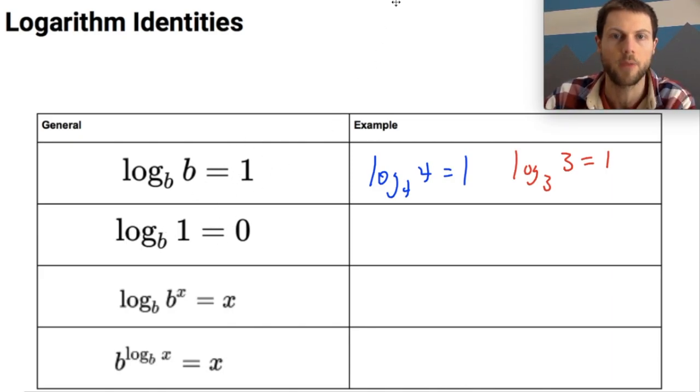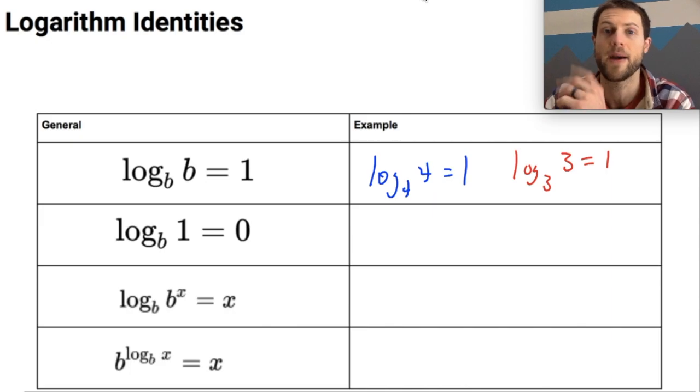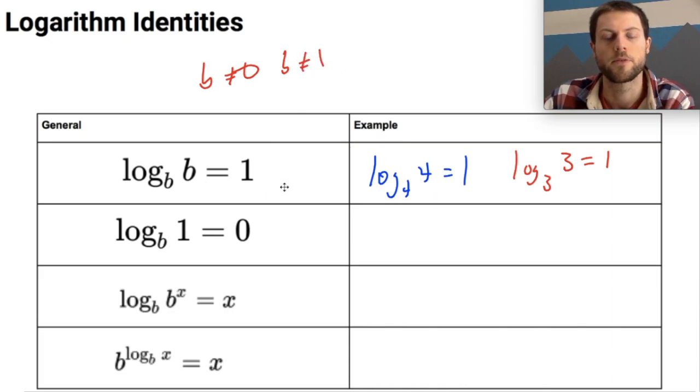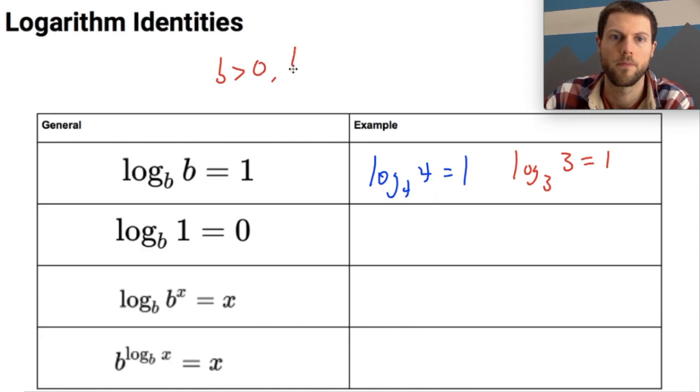Also, another example, log base b of 1 will equal 0. It does not matter the base. As long as, I should say, in all these examples, b is not equal to 0, nor is b equal to 1. Or maybe I could say that b is not equal to 1 and that b is greater than 0. So I suppose I could have a fraction as a base. But all these restrictions apply to these four properties here.